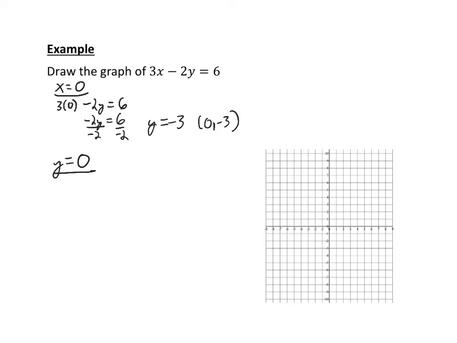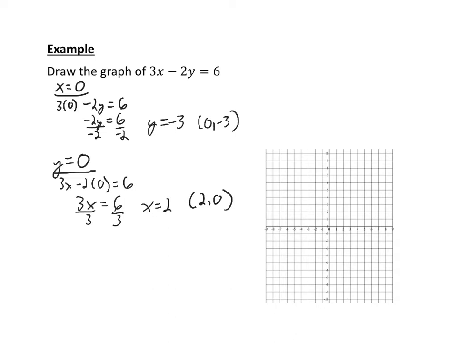Now we're going to try when y equals 0 to find an x that goes with that. 3x minus 2 times 0 equals 6. Well, negative 2 times 0 would be 0, so I get 3x equals 6. We divide by 3. x equals 2. That's a point on my line, (2, 0).